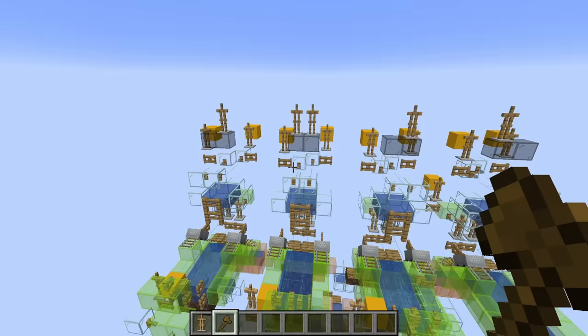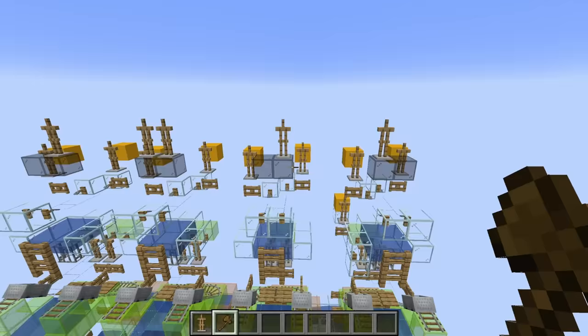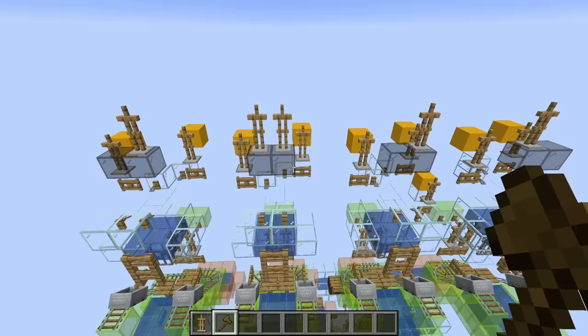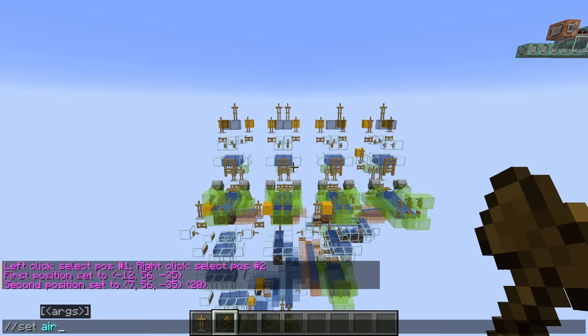Now, of course, there are ways of doing this without commands. Namely, I would think of doing it with a line of signs that are all hinged on one sign, so you punch out one sign and then all the rest fall at the same time. Or we can break the rule of no redstone and use trapdoors instead. But you know what? I'm just going to use commands, because why not? The rest of it is all powered by not redstone. So without further ado, let's go for it.